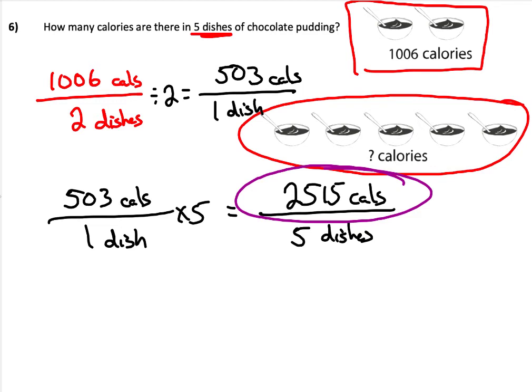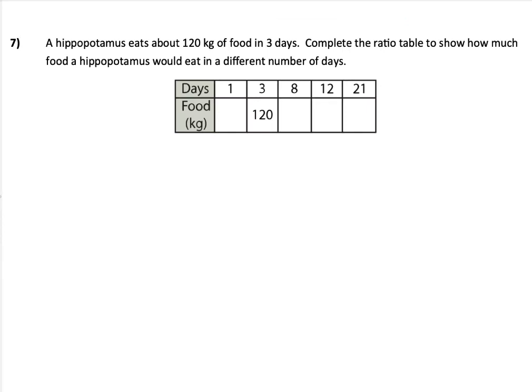Okay. All right, almost done. Number 7. This is one of our ratio tables. So it said a hippopotamus can eat 120 kilograms of food in 3 days. So if we keep at that same rate, how much would it be for a different number of days? If you remember from when we practiced these in class, we go from the information we know to the information we want to know.